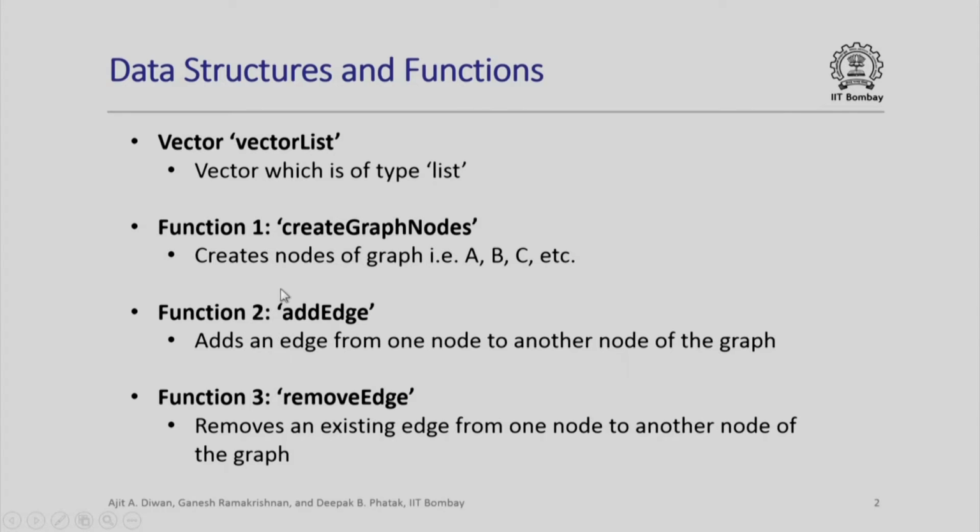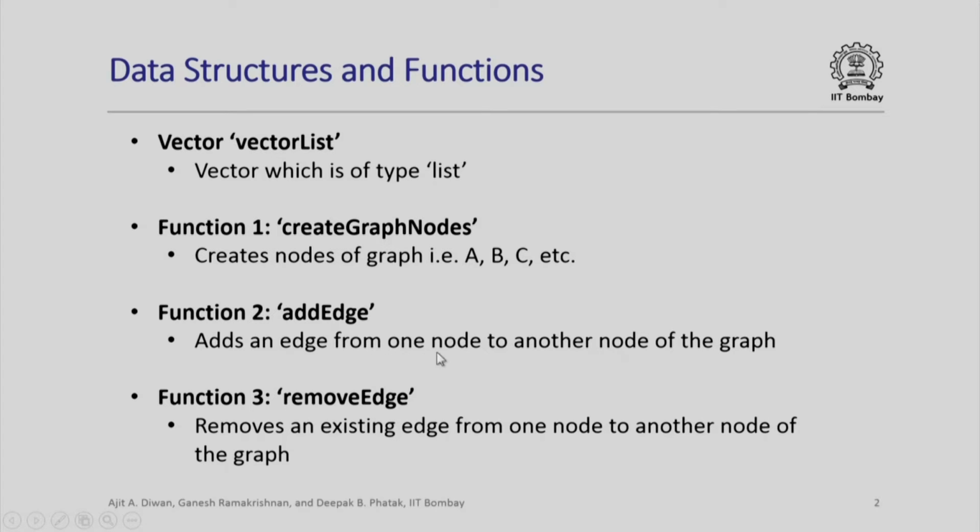First, we identify the data structures and functions that we need. We will use a vector list as a vector which is of the type list. We will have the following functions: one function to create graph nodes. So, that means A, B, C, D, E, F, G, whatever nodes we have, we need to create those nodes for the graph. Next is a function required to add an edge, prescribed an edge from one source node to destination node, we should be able to add it.